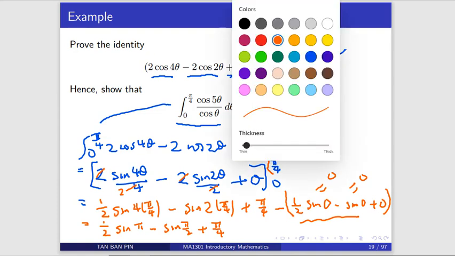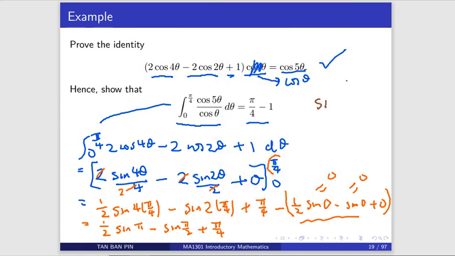And you should take note, sine pi is 0 and sine pi over 2 is 1. So this term will give you minus 1 with the minus sign. This term gives you 0. So it gives you pi over 4 minus 1, which is what you will show. So that's how you show this integral from 0 to pi over 4 of cosine 5 theta over cosine theta d theta is pi over 4 minus 1.